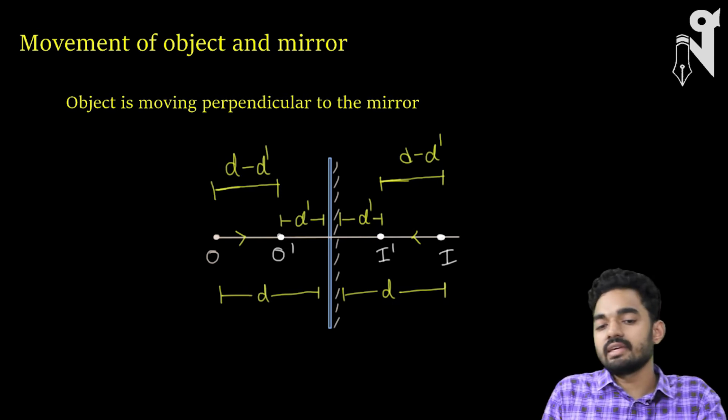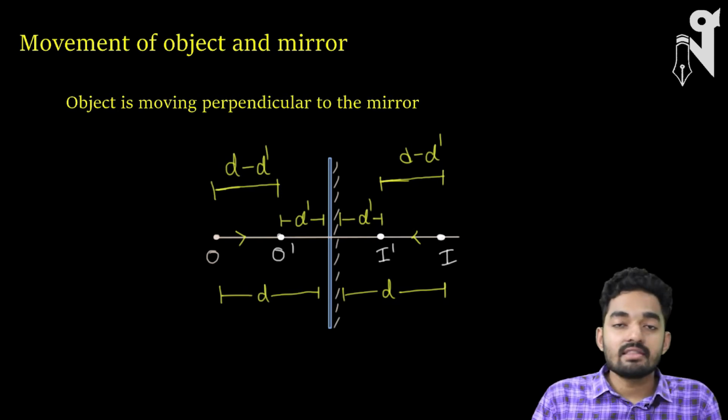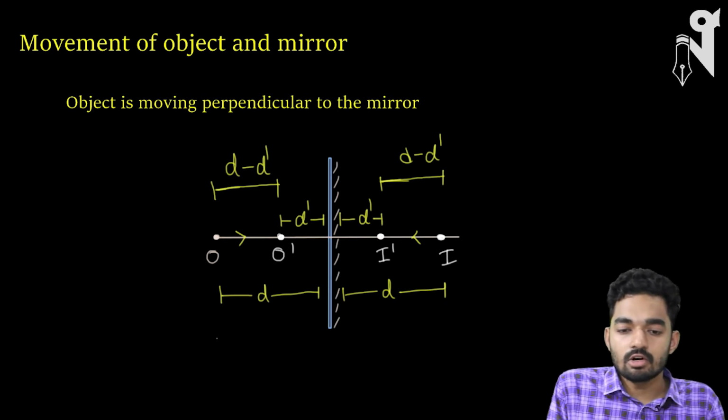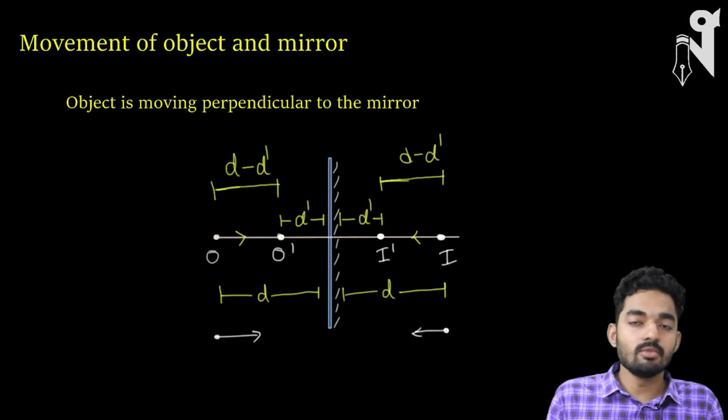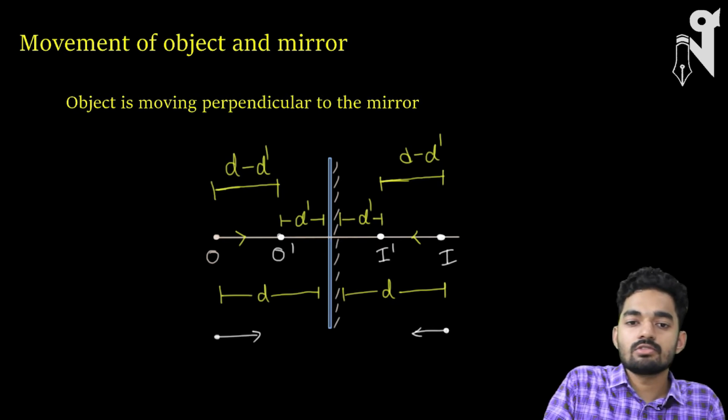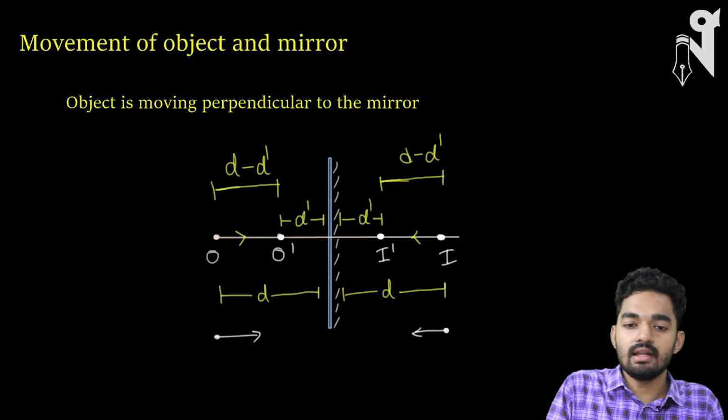So what you are observing here is that the object and the image are displaced by the same amount, right? The distance moved by the object and the distance moved by the image are the same, but the only difference is the direction is different. In this case, the object moved towards right and the image moved towards left, right? So they moved by the same amount, but the directions are different. They are opposite in nature. So I'm going to add a line.